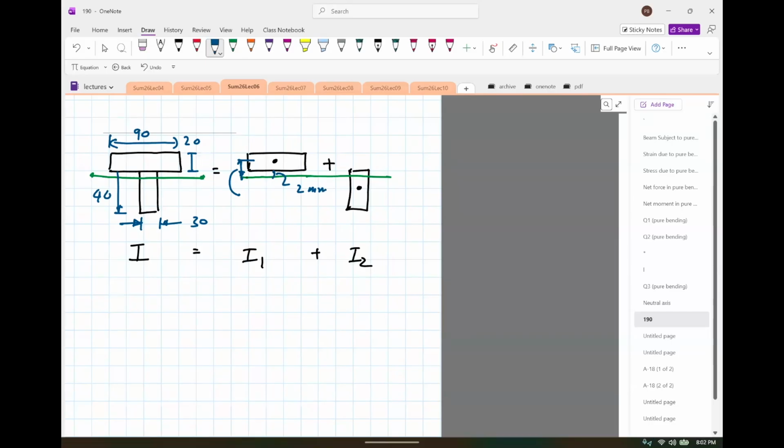So it's 2 plus half of 20, so it's 12. Okay, I think that's right. And this distance is going to be, wait, it's going to be 20. This is minus 2, so it looks like it's 18. Okay, with that we can compute I1.